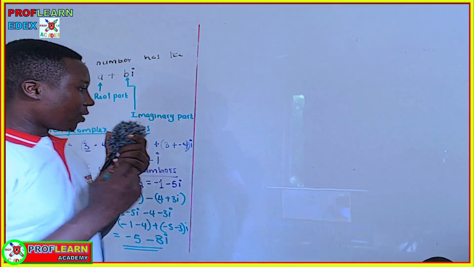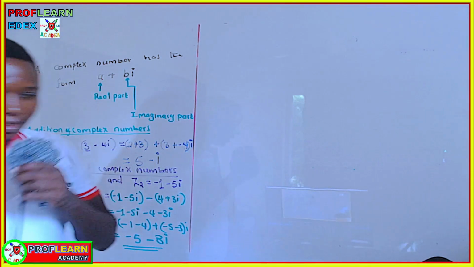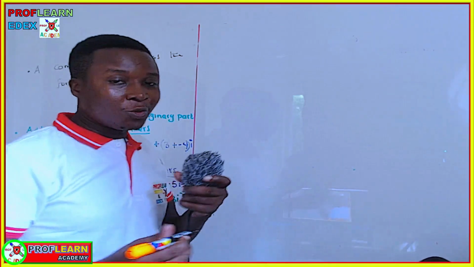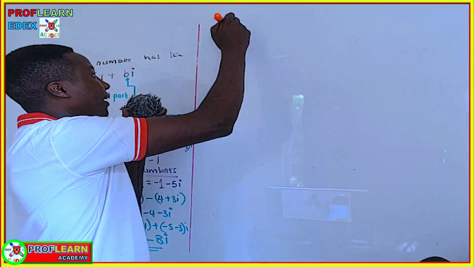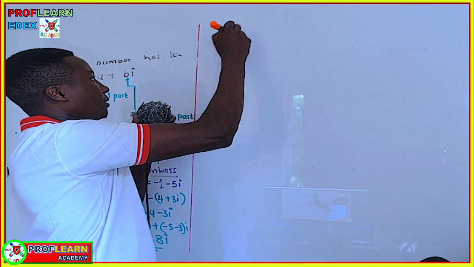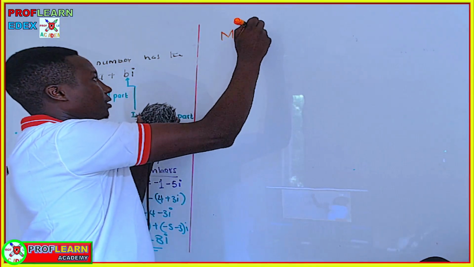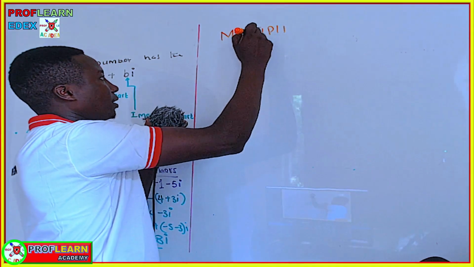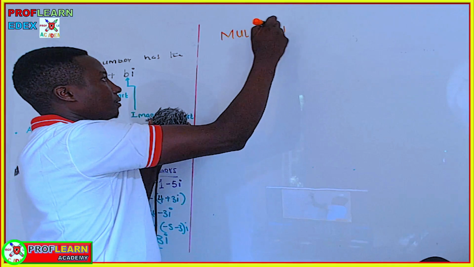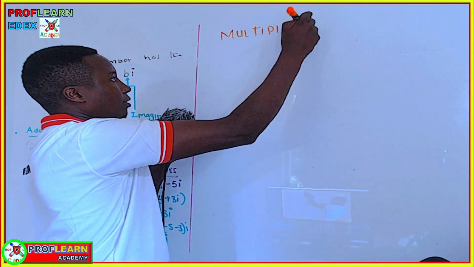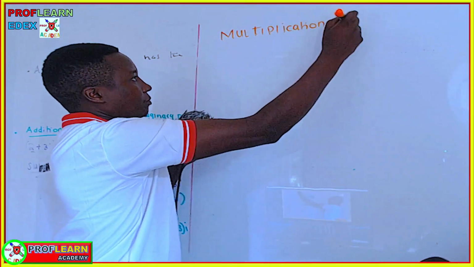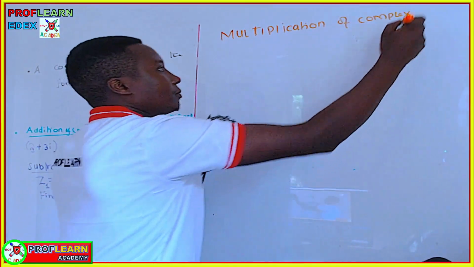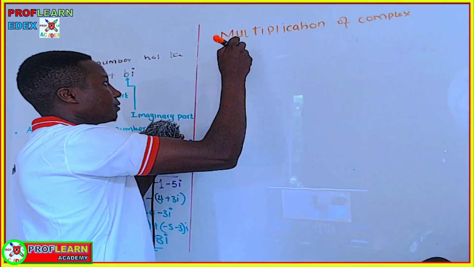Now, the next area we're going to look at is multiplication of complex numbers. How do you do multiplication? How do you multiply complex numbers? Multiplication of complex numbers.